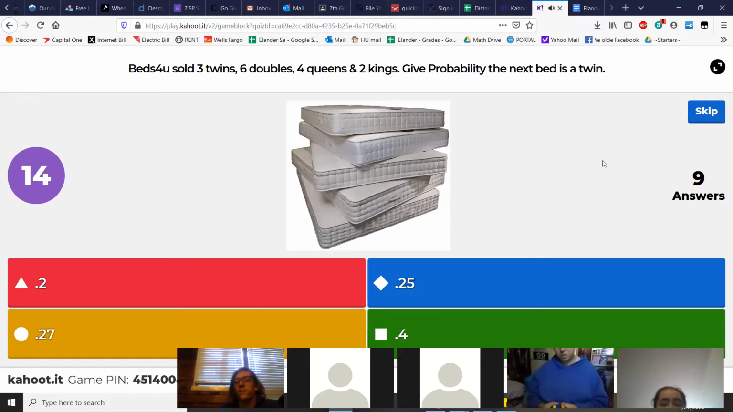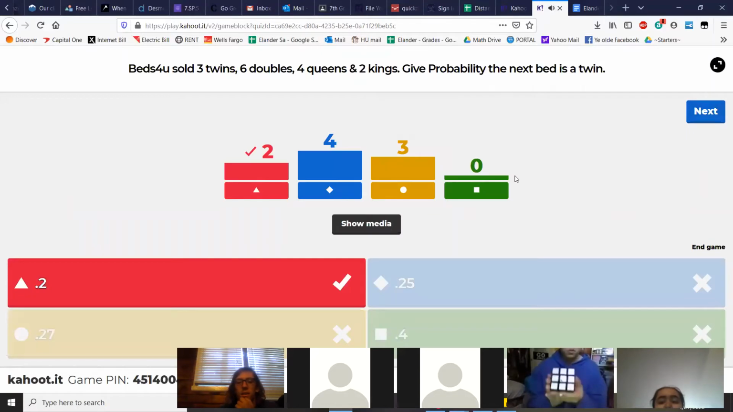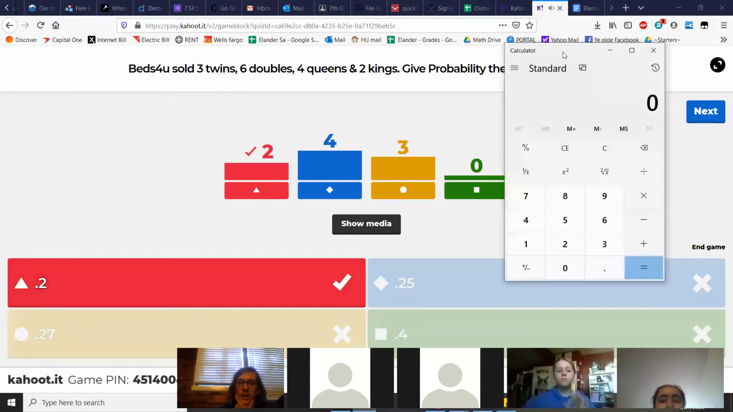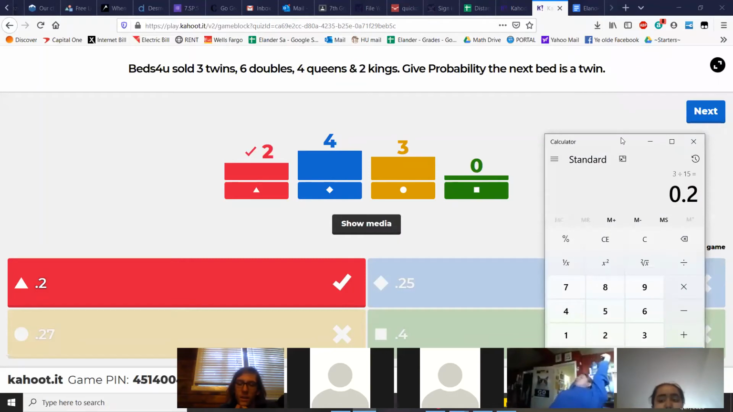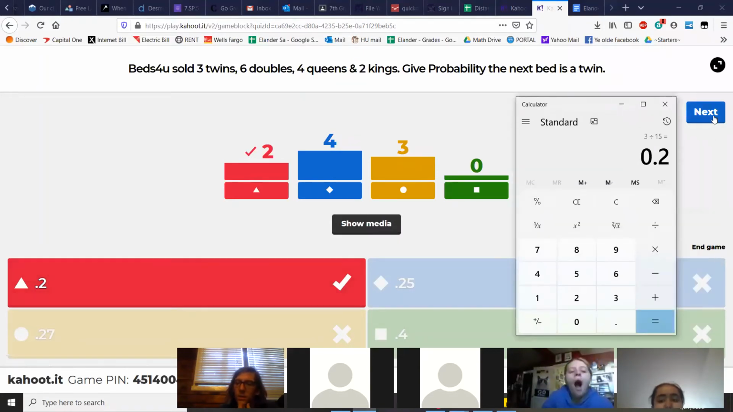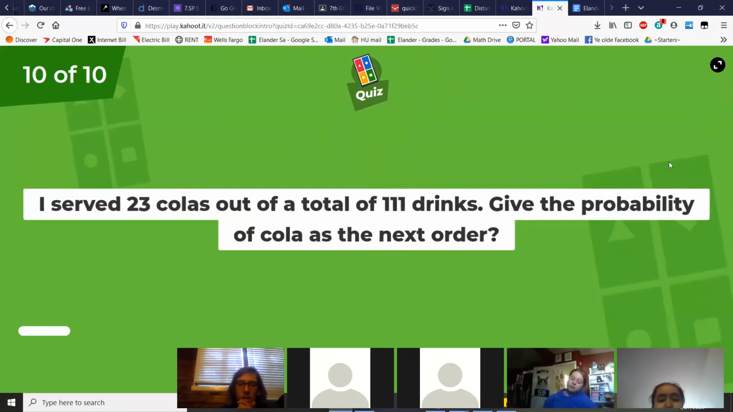Okay. 4, 3, 2, 1. All right. And I know we're cutting these short. So that would be 0.2. Okay. So what you would do is say, okay, they sold 3 twin mattresses, right? Out of 15 total. So 3 divided by 15, it's 20%. 20% of the mattresses they sold were twins. So that's the probability that the next one they would sell would be a twin. Okay, 20% or 0.2. All right, and last question.